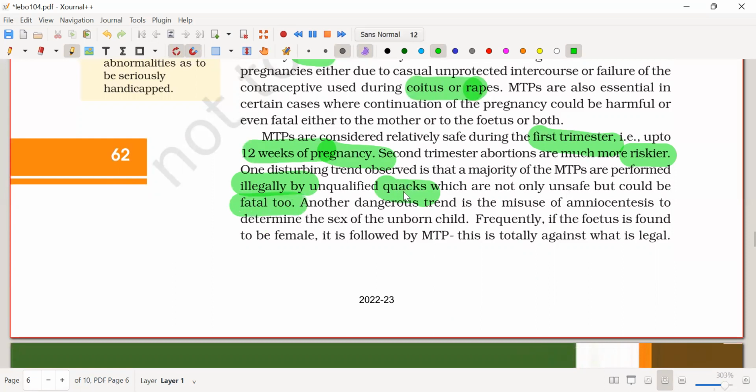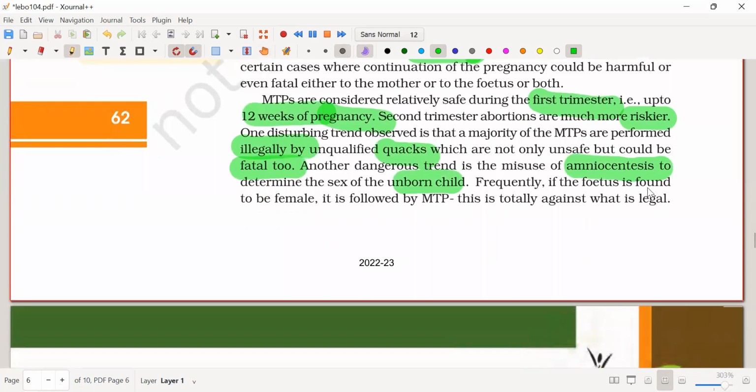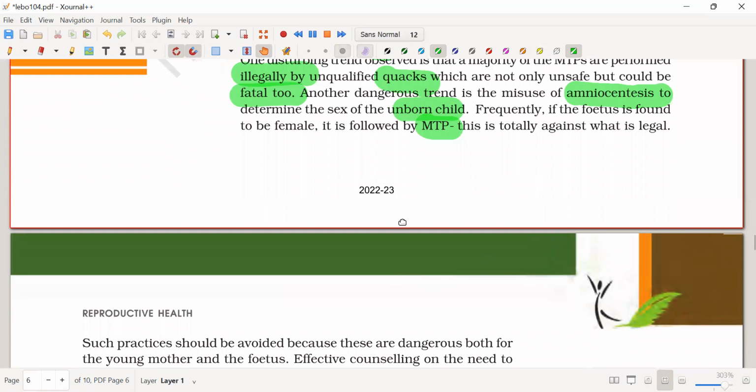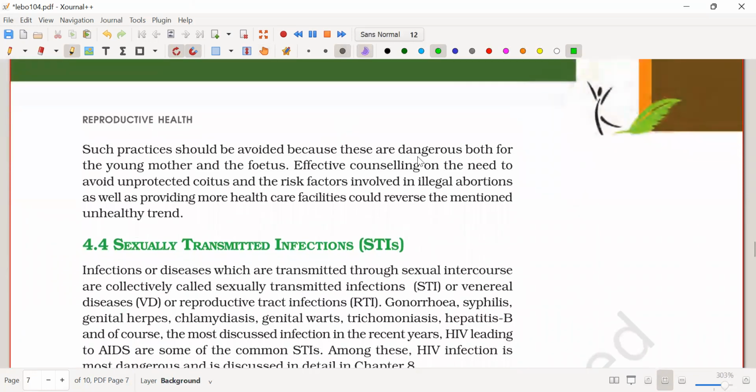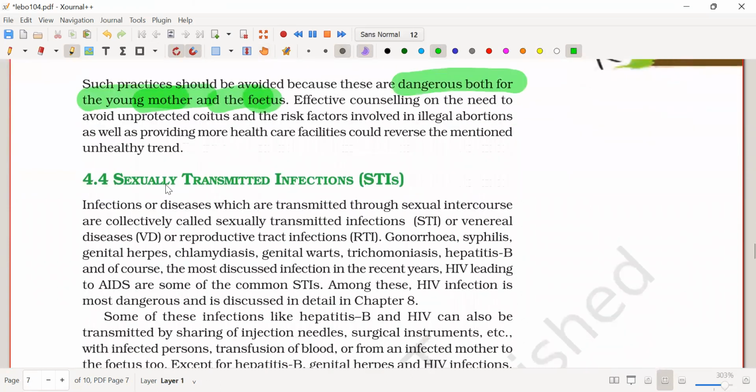This is really disturbing. Another dangerous trend is the misuse of amniocentesis to determine the sex of the unborn child. Frequently, if the fetus is found to be female, it is followed by MTP, which is totally against what is legal. Such practices should be avoided because these are dangerous both for the young mother and fetus. Will they ever understand that without female they are not born? They think female is weak. Effective counseling on the need to avoid unprotected coitus and the risk factors involved in illegal abortions, as well as providing more healthcare facilities, could reverse the mentioned unhealthy trend.